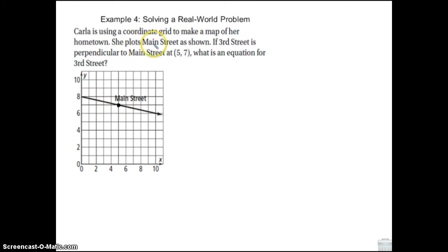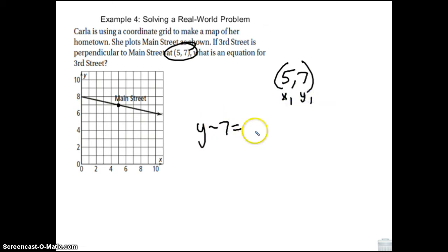So again, we have our point, which is 5, 7. So if we did our point slope form, we would say y, here's our x1, here's our y1, y minus 7 equals our slope, x minus 5. Now you saw that I put a line right here because they don't give us the slope in the problem. That's because we can find the slope from this line. Here's a dot, here's a dot, we work left to right. So down 1 over 1, 2, 3, 4, 5. So the slope is negative 1 over 5.